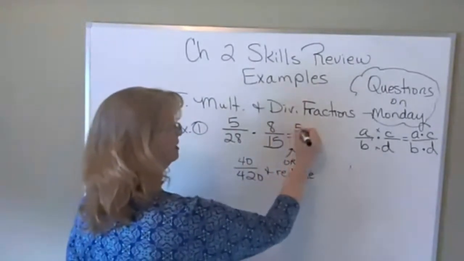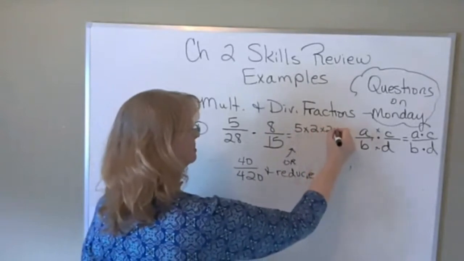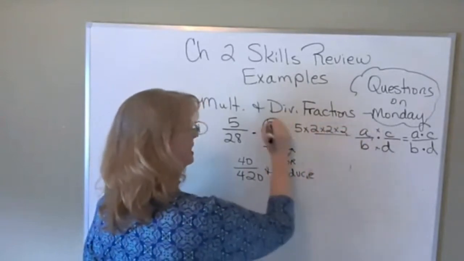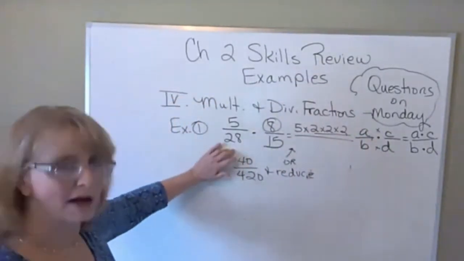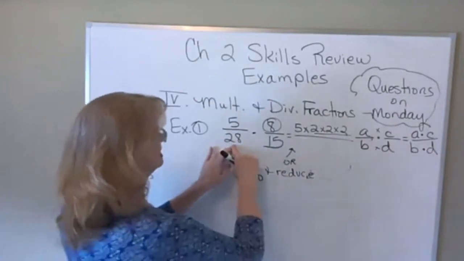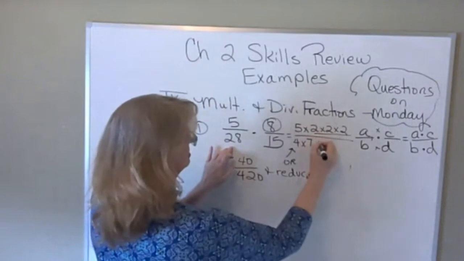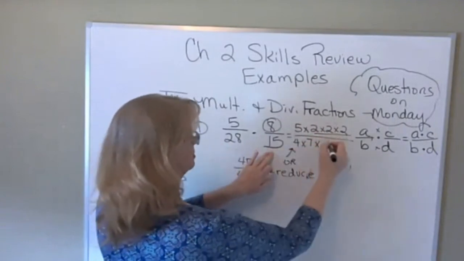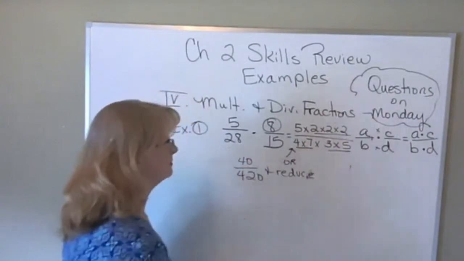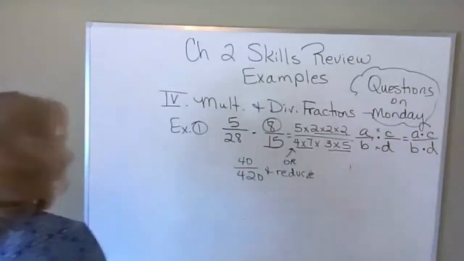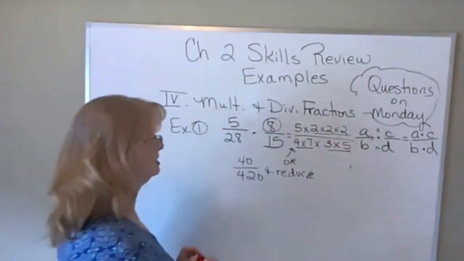On the 5, I could do 5 times, and on the 8, I could do 2 times 2 times 2, which is the same thing as 8. And then I could break that. Do you see this is kind of like what I was doing when I was reducing? 28 would be 4 times 7, and 15 would be 3 times 5. There's 15. And then I could cancel common factors. You see a similar thing like I did when I was reducing.